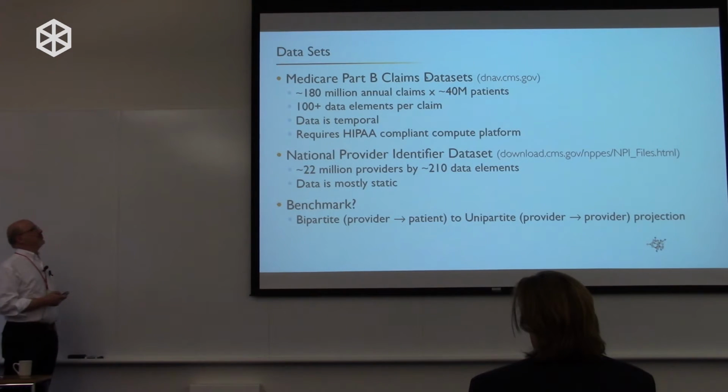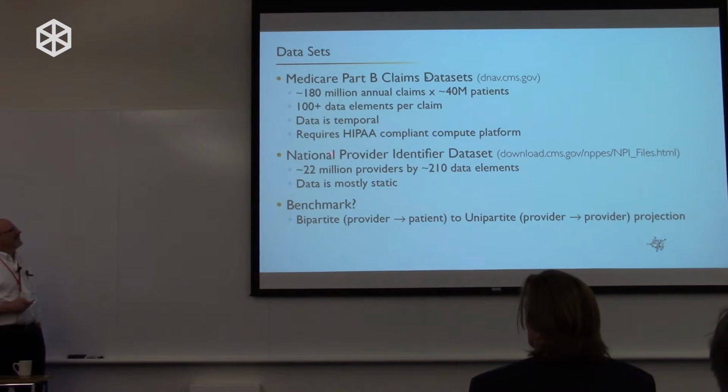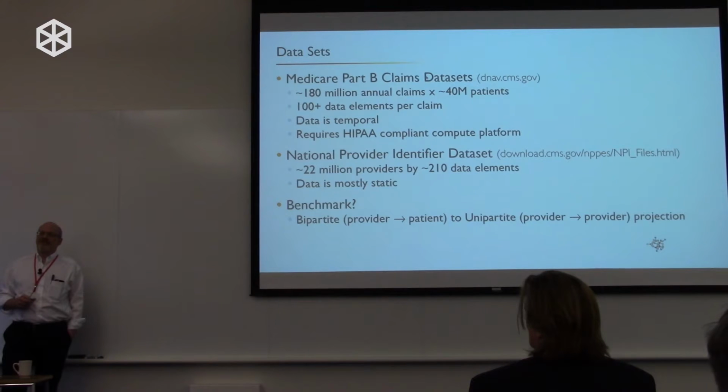This data set is the actual bipartite claims data set. It's 180 million annual claims, 40 million patients, over 100 data elements per claim. The data is time-stamped, and it requires a HIPAA-compliant compute platform. HIPAA is the U.S. government patient confidentiality law. The reason it's relevant is that if you release, it's a $1,000 fine per instance of an individual's data that is released.